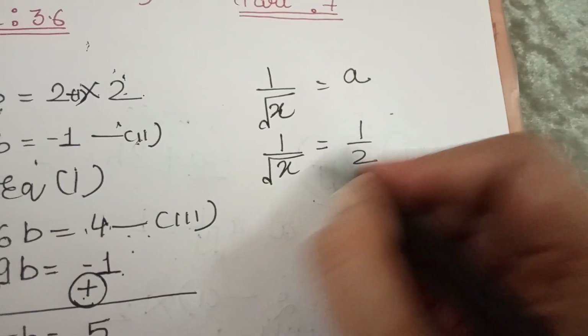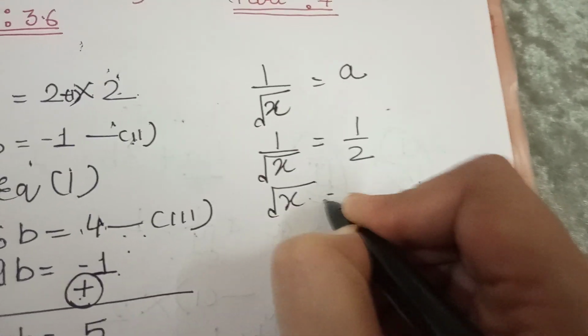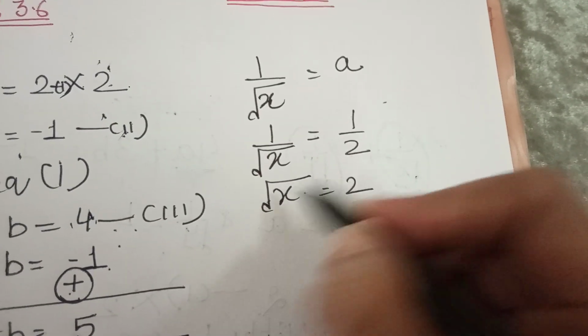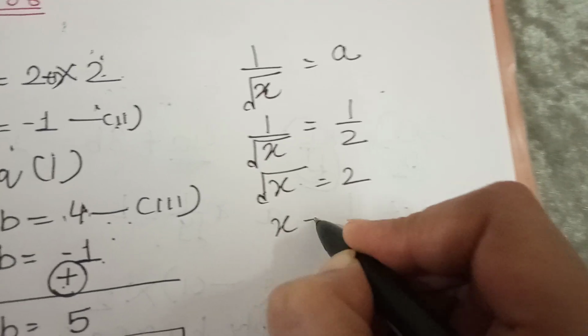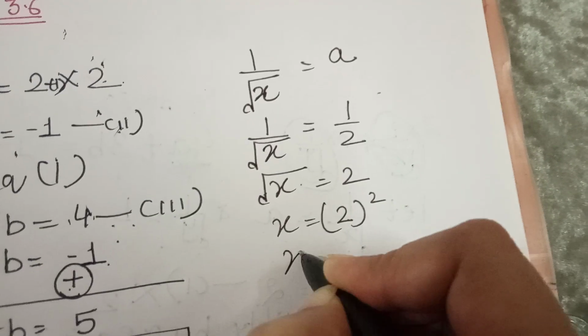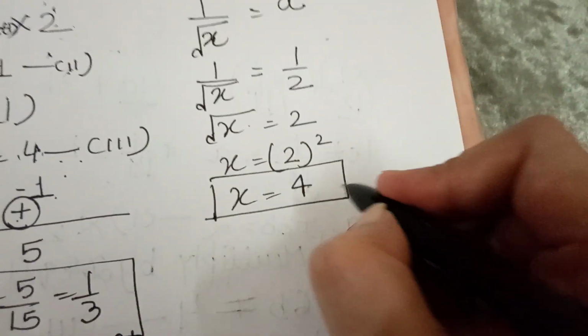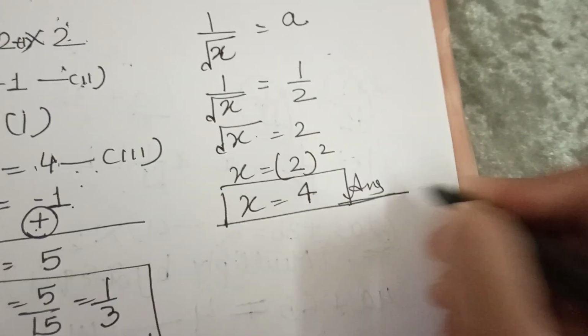Fine. Now do the cross multiplication. Root x will be equal to 2 by the cross multiplication. And this root we will shift here, so it will be squared. So the x value is coming 4. So you have got one variable. Now you have got your actual first answer.